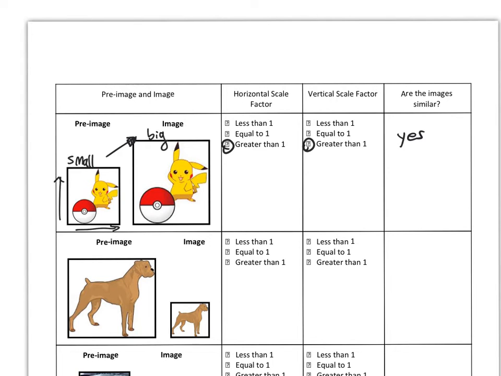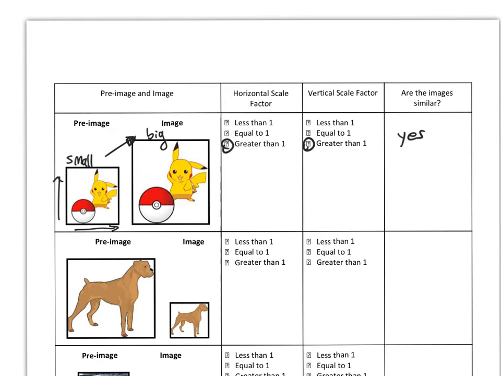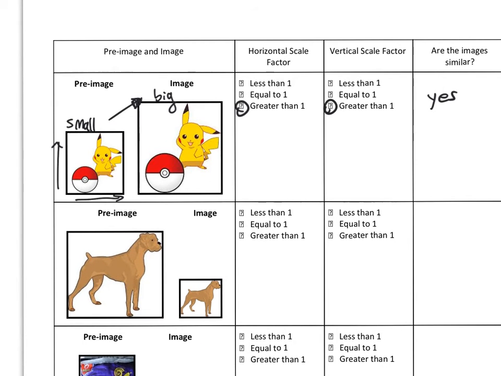To be totally sure, we'd need to measure them. But for this, we're just going to talk generally about the properties of dilation. So that's good enough. Because our horizontal and vertical scale factor were greater than 1, our image grew in both dimensions. And since it grew proportionally, with the same factor both vertically and horizontally, it resulted in similar figures.